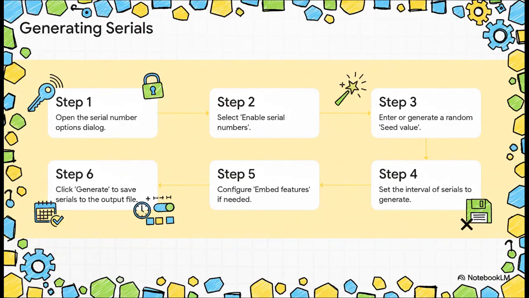Generating the serials is really just a simple checklist. You open the dialog, flip the switch to enable them, put in your unique seed value and tell it how many you want. If you're embedding features, you'll set those up and then boom, hit generate and you've got your file full of fresh serial numbers.